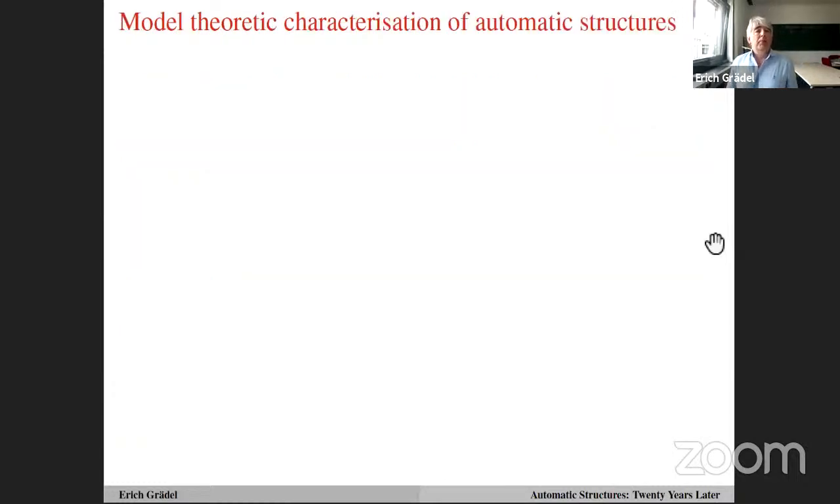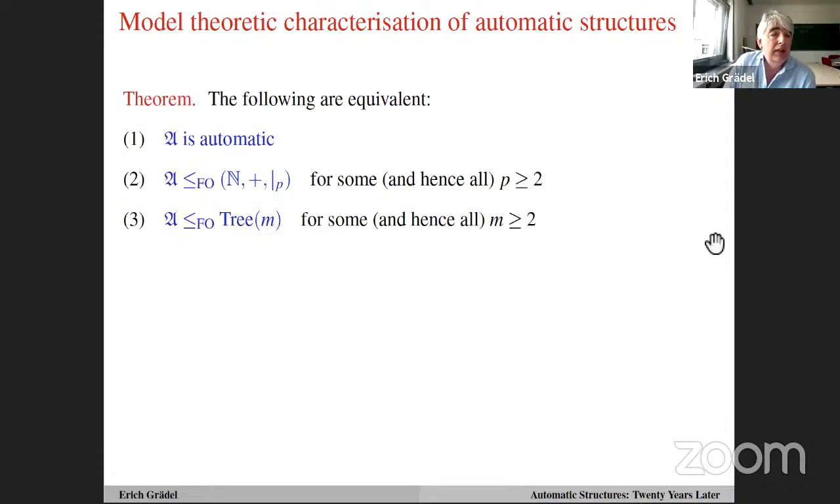Now, let me come to the model-theoretic characterization of automatic structures that I mentioned before. These are really results characterizing automatic structures in terms of first-order interpretation. A structure is automatic if and only if it is interpretable in one of these universal automatic structures that I mentioned before: either the expansion of the additive theory of the natural numbers by a restricted divisibility relation, or one of these three structures.